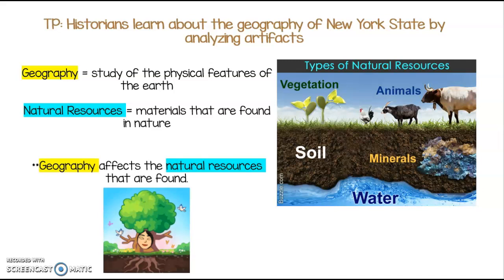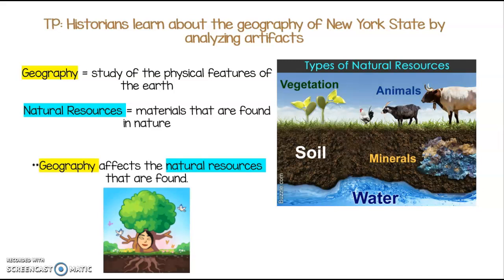So geography is the study of the physical features of the earth. So things like oceans, lakes, mountains, and valleys are all part of geography. Natural resources are materials that are found in nature. Some types of natural resources are vegetation, animals, soil, minerals, and water.